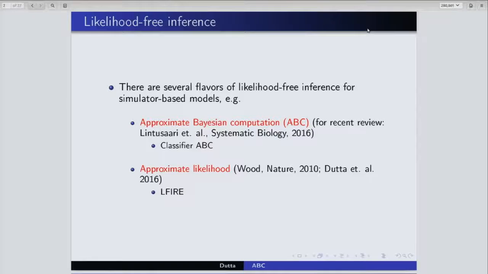The second approach is approximate likelihood. You know that in the whole ABC scenario, with the simulator-based models you're dealing with, you don't have a likelihood function. So some people thought, why don't we just directly try to approximate the likelihood function? That's what I will talk about in the second part of my talk. There is a work called synthetic likelihood approximation, and our recent work called LFIRE. I'll get into that. Both of them depend on ideas from classification.